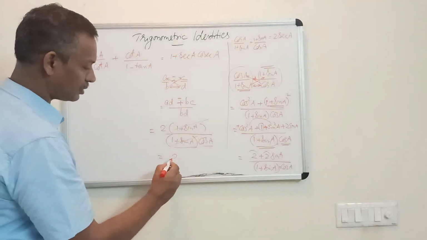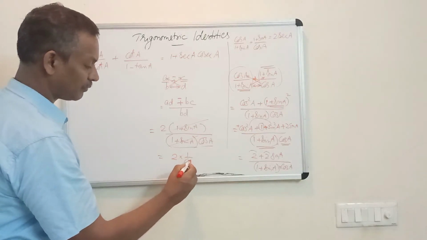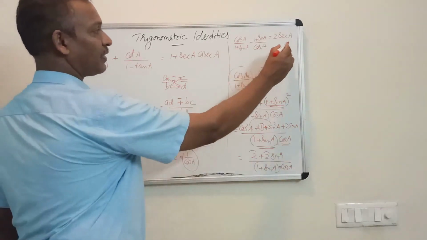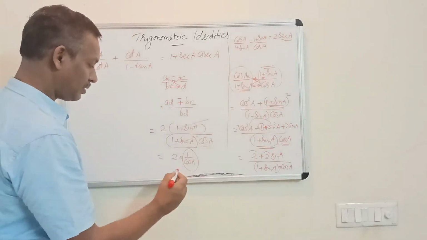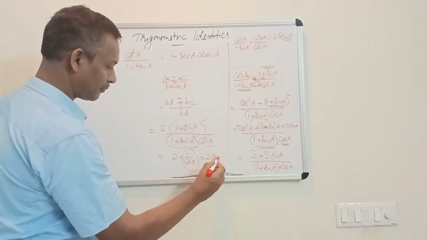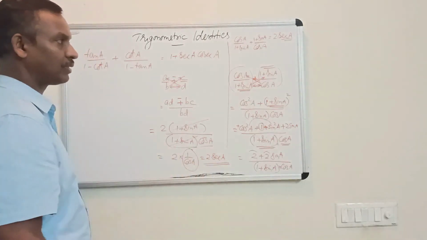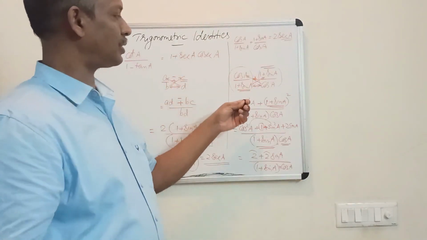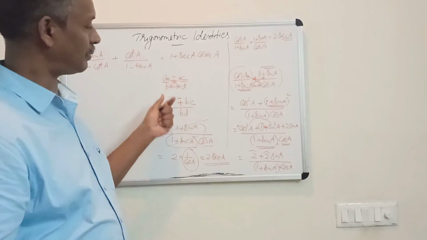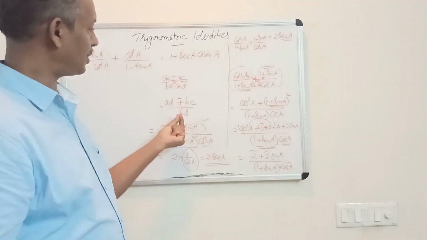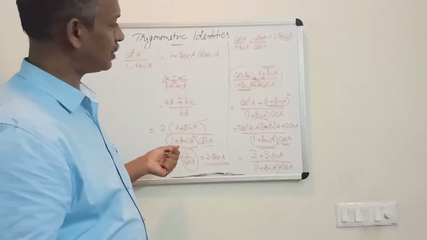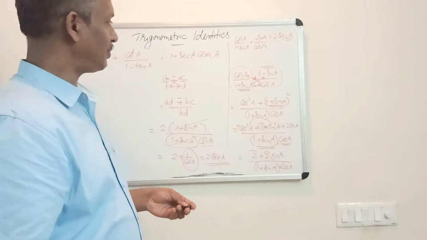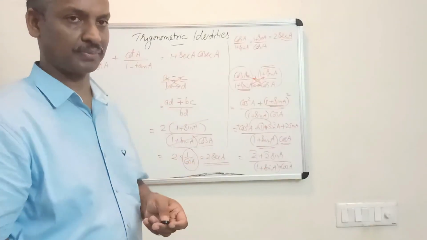2 by cos can be written as 2 into 1 by cos. The reciprocal of cos is sec, so we can write it as 2 sec. That's how we reach the RHS. So this is one of the questions. We follow this rule: a by b plus c by d, cross multiply the denominator and numerator, and do it. But it is not happening in all cases. That we will discuss in the next question.